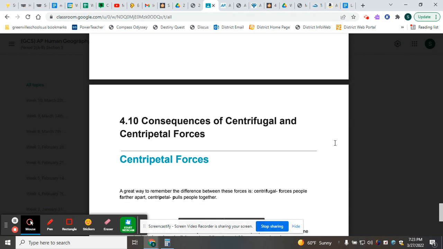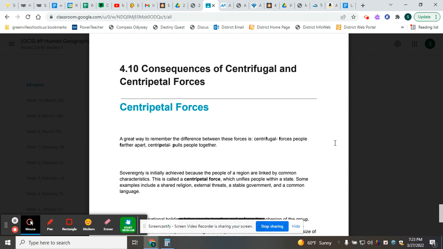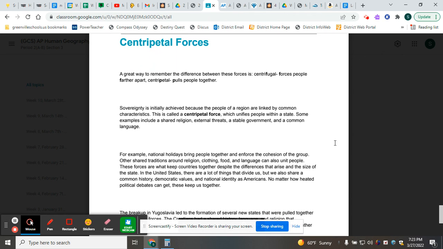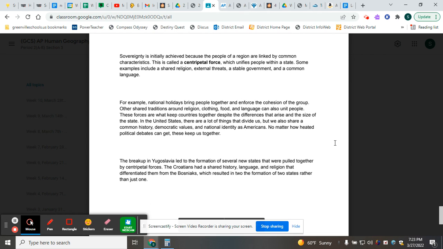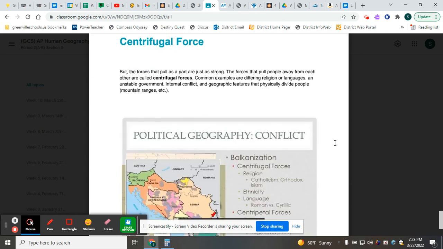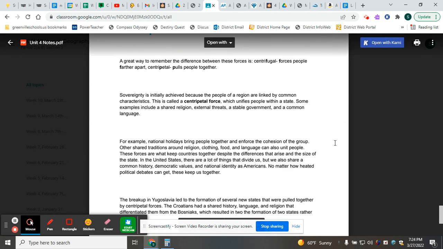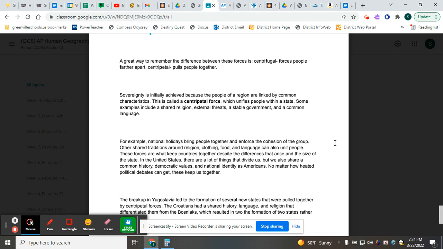All right, we've come to the end. Centrifugal and centripetal forces. We've already talked about this in Unit 3, but it bears going over one more time quickly. Remember, centripetal forces are those things that bring a group of people together, whether it's a language, a religion, a culture, whatever.